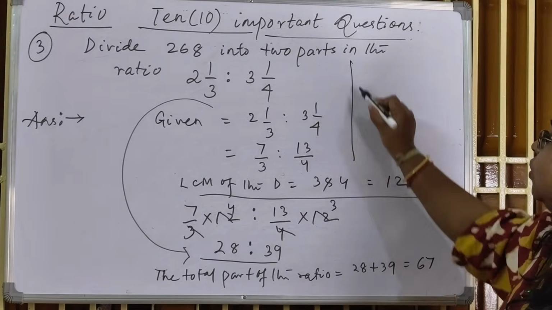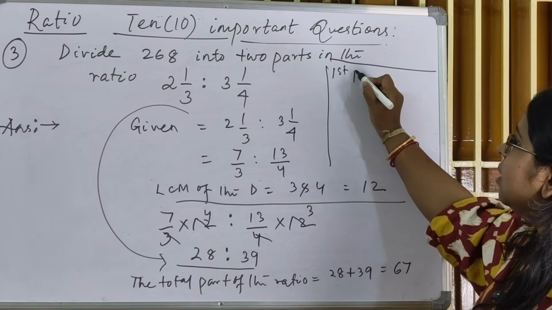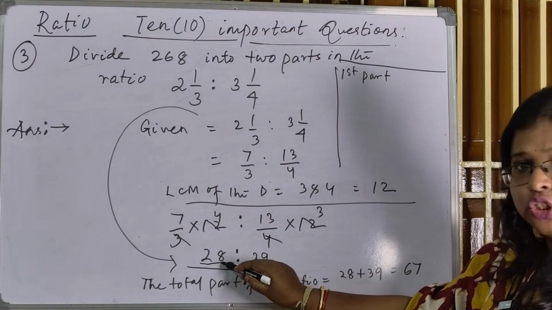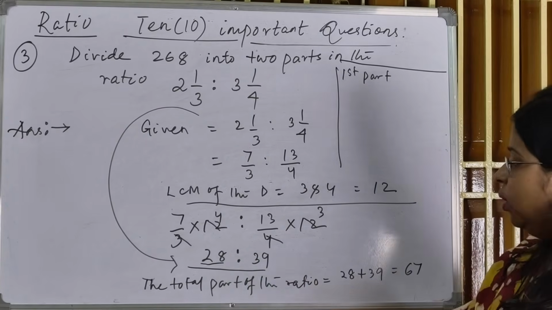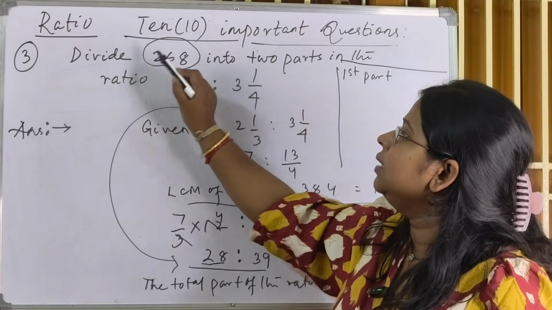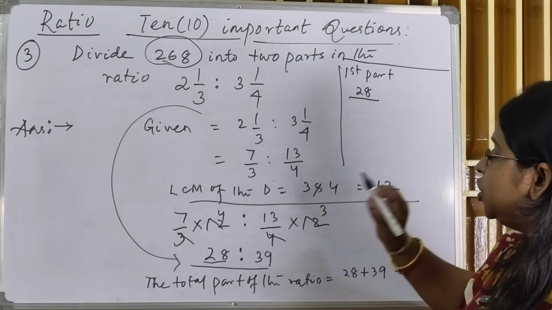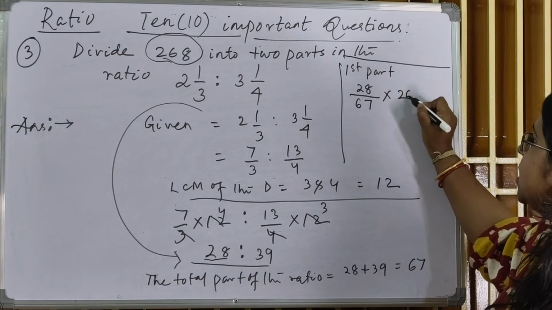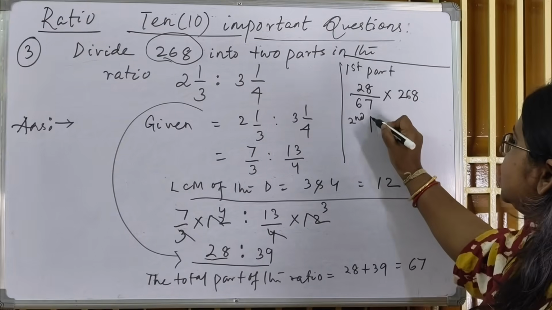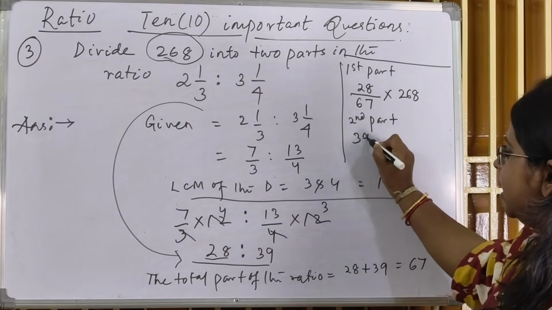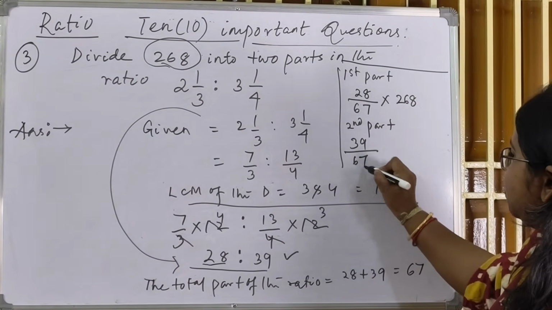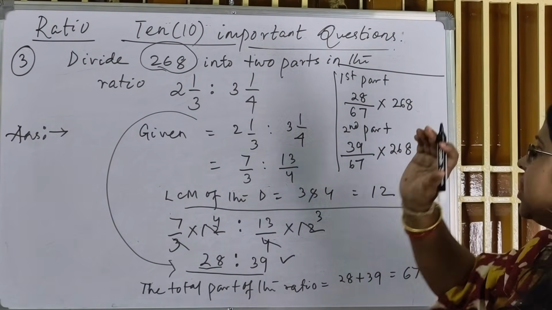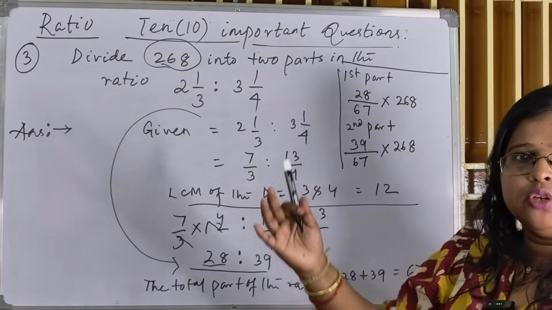Now we will find out the first part and the second part. How we will find it out? The first ratio divided by the total part of the ratio into the total number 268, and the second part in a similar way, 39, that is the second one, divided by total part of the ratio, that is 67, into total number, that is 268, because it has been given that this 268 must be divided into two parts, right?